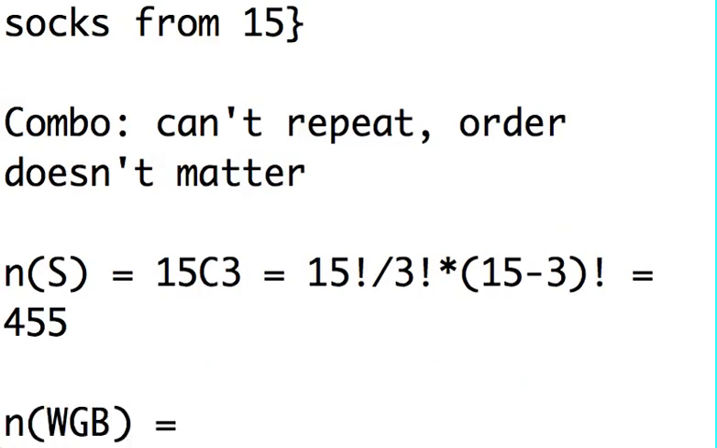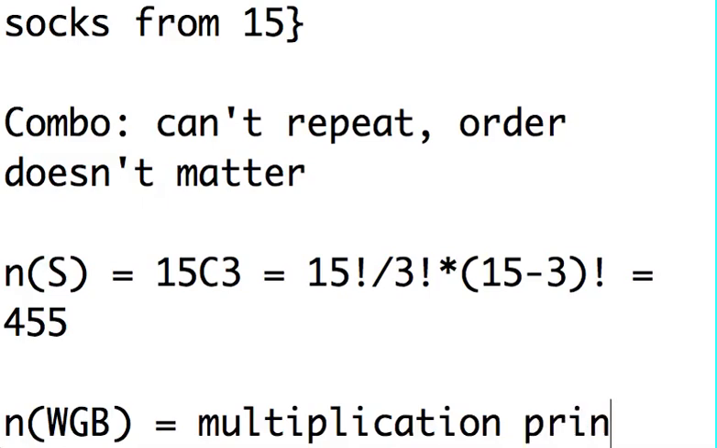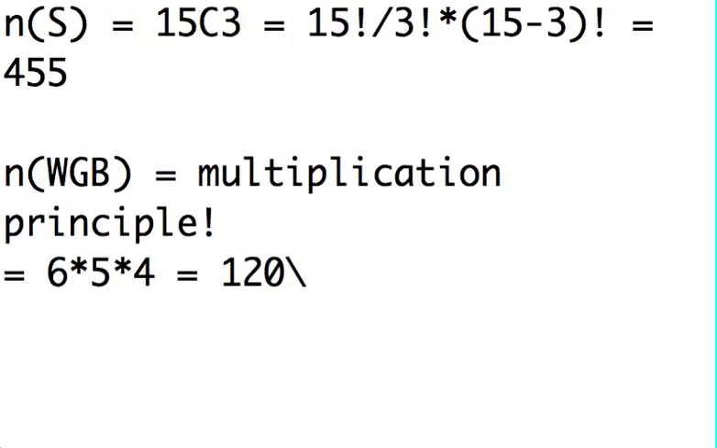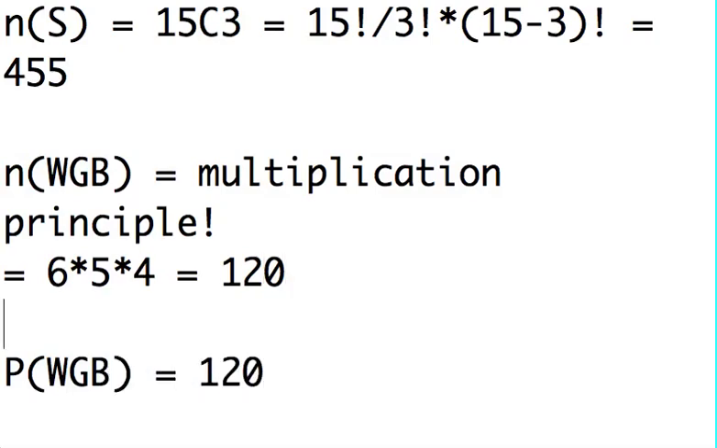Well, this is just the multiplication principle. How many ways can I pull out a white sock? 6. How many ways can I pull out a gray sock? 5. How many ways can I pull out a black sock? 4. So this is the total number of ways that I can pull out a white and a gray and a black sock. This works out to 120. So the probability of pulling out a white, gray, and black is 120 divided by 455, which I've already computed is 24 divided by 65.